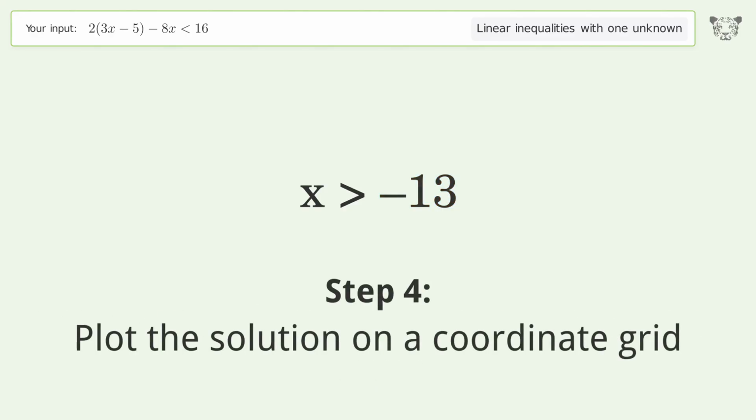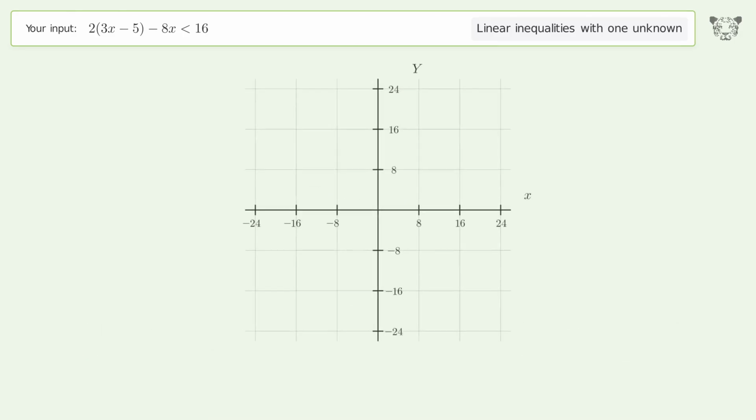Plot the solution on a coordinate grid. And so the final result is x greater than -13.